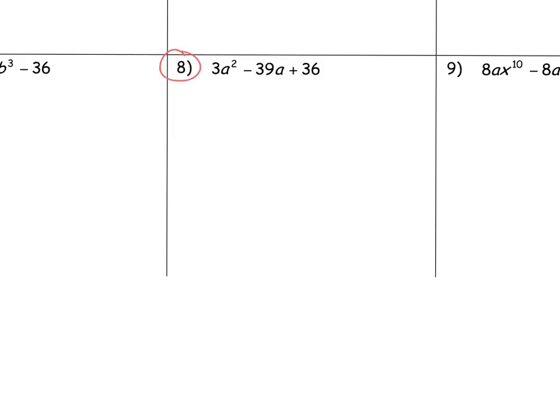So at number 8, again, we have to check and see, is there a GCF? And in fact, there is one. I can divide everything out by 3. Okay? When I divide everything out by 3, I'm left with inside of the parentheses as follows. Now, here comes a little bit more of a challenge, but not really. We can definitely handle this. We've got this.